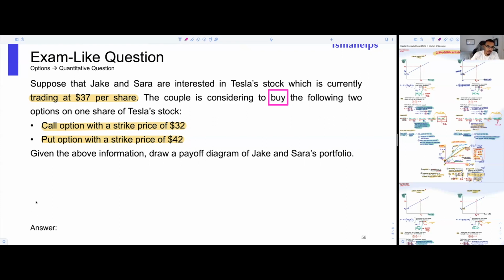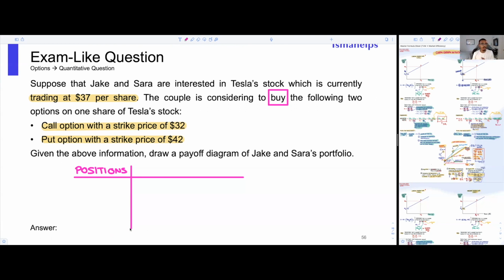So here's how we go about it. We're going to begin by drawing up our first columns. The first column is going to be our positions. What does that stand for? Well, it stands for literally the different options that we're thinking about purchasing. For example, our call option with a strike price of $32, that's one position. Our put option with a strike price of $42, that's another position. Really as easy as that. That's what that column tries to define for you.